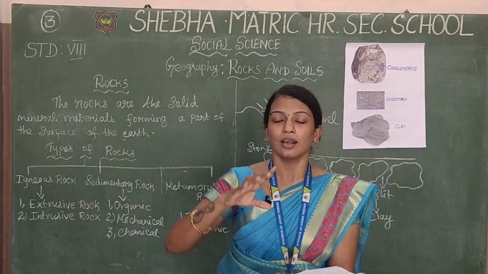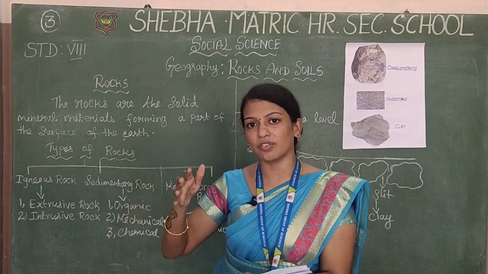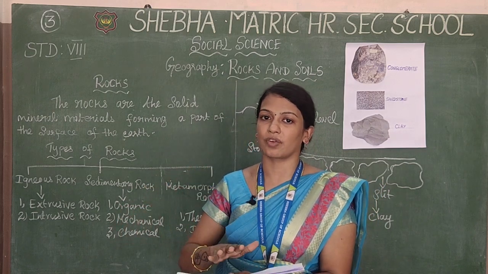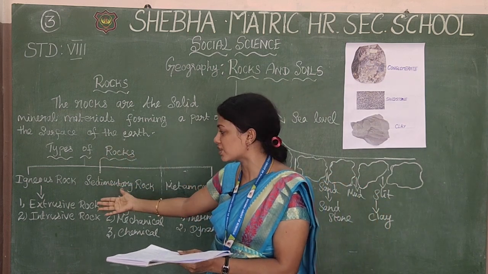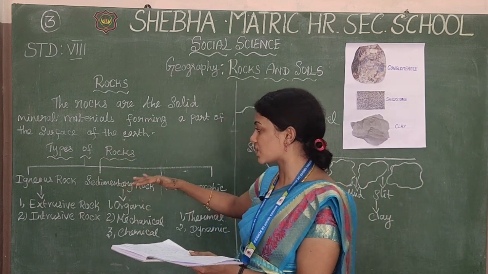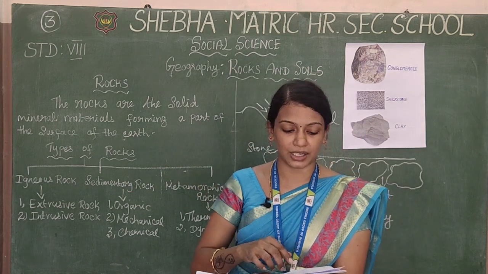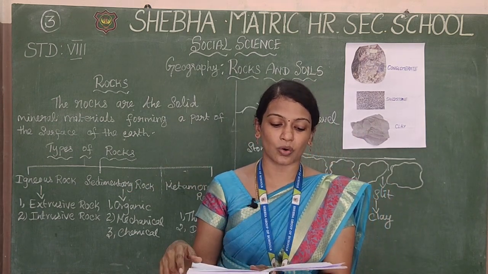How do you understand that? After the lava comes out, it solidified on the outside of the earth's surface. Mostly we know that extrusive means outside and intrusive means inside. So extrusive igneous rock means that. And intrusive igneous rock, what does that mean?